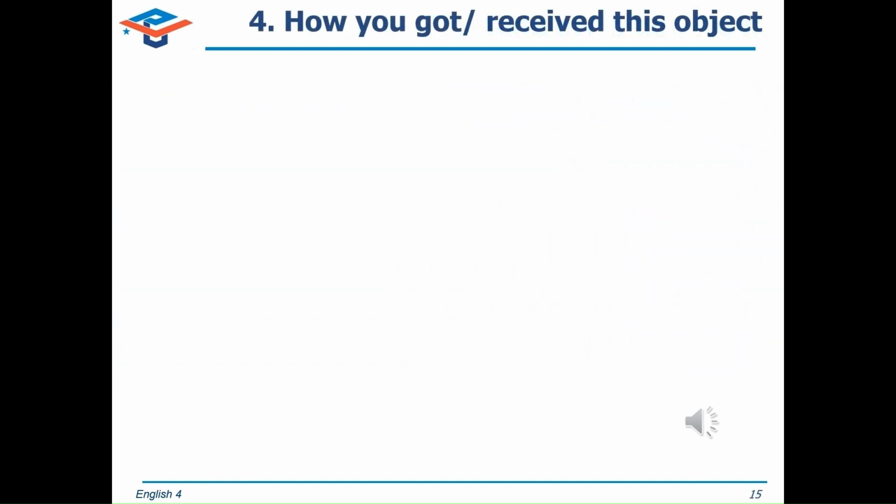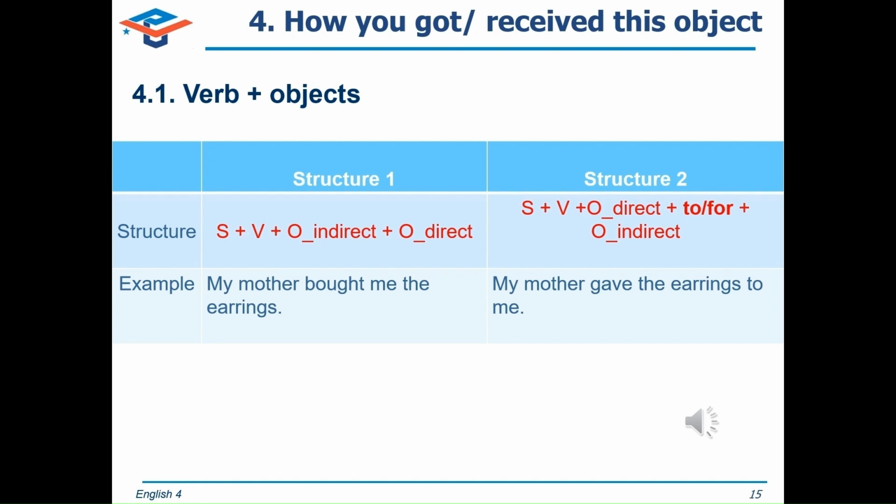Now, when talking about how you got or received the object, you may say someone bought it and gave it to you. So you can use the verbs buy and give with 2 following structures. Now in the first structure, you have subject followed by a verb like buy or give, and then an indirect object and then direct object. For example, my mother bought me the earrings. And in the second structure, we have subject followed by a verb like buy or give, and then direct object, and then preposition to or for, and then indirect object. For example, my mother gave the earrings to me.